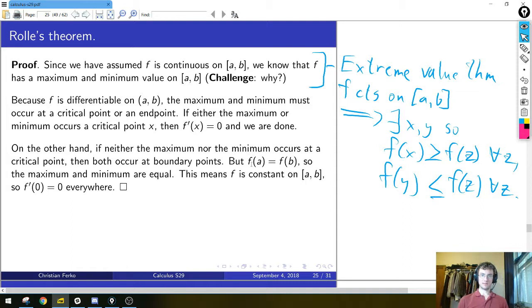If the max and min both occur at the same value, then the max and min are the same number. And the only way the max and min can be the same number is if f is a constant. It takes the same value everywhere. And in that case, if f is a constant, we've proven the derivative of a constant is 0. So in that case, we get what we want as well, since, again, we're trying to prove that there's a place where the derivative is 0. So if it's constant, just pick any point. That's the proof.